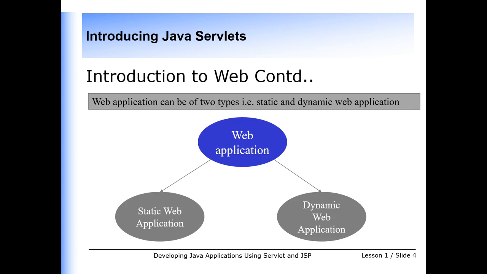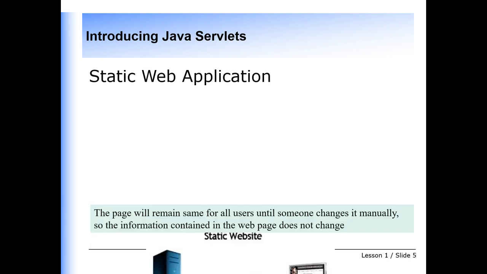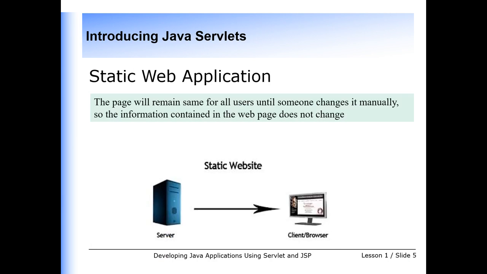Web application can be of two types: static web application and dynamic web application. So what is static web application? Static web application, or static websites, is the basic type of website that is very easy to create. You do not need the knowledge of web programming and database design to create a static website. Its web pages are hard coded in HTML.